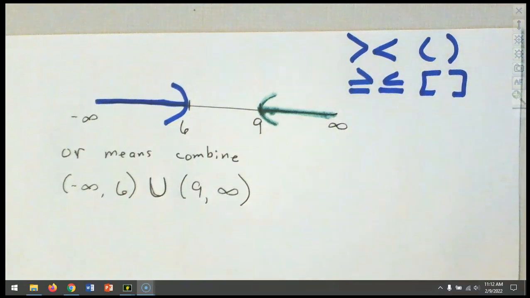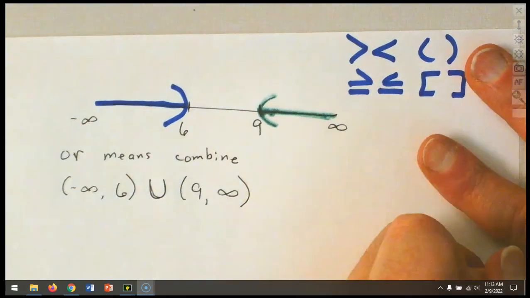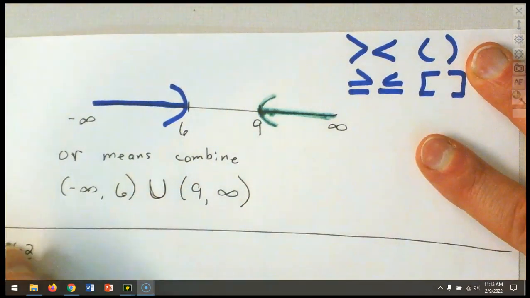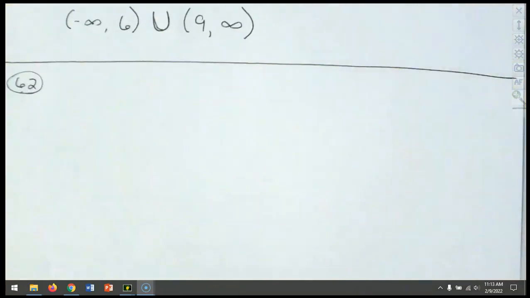Okay, let's try a couple more of these, and then I think there's one application, but it's actually pretty easy, and I'll help you set it up as well. So let's look at one more of these, and I'll just pick one that looks good out of the homework, or out of the textbook here. So let's look now at question 62.